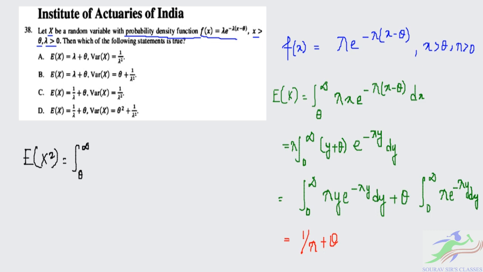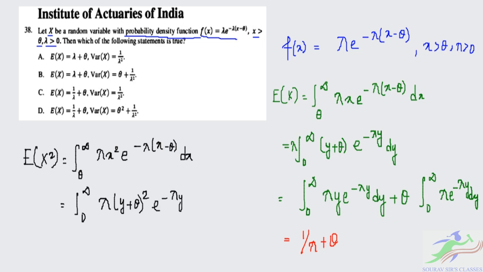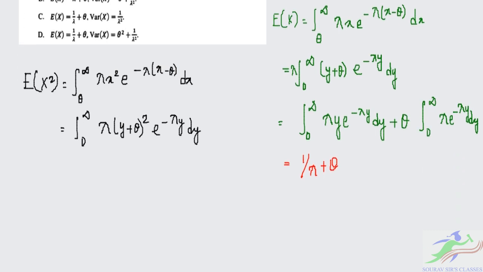So from here, we will find the integral of lambda x square e to the power minus lambda (x minus theta) dx. Now, if we simplify this, again, we can write this as the integral from 0 to infinity of lambda (y plus theta) whole square. From here we can change the limit, e to the power minus lambda y dy. Now if we simplify this, what will come?